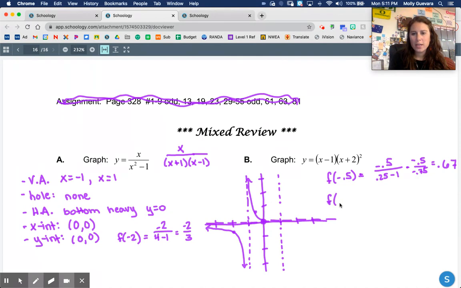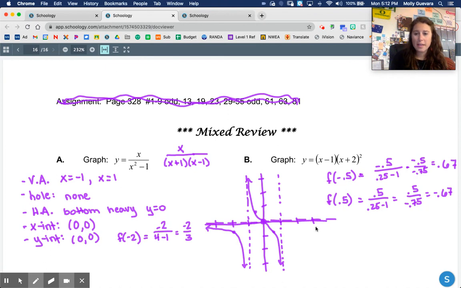Now I need to plug in positive 0.5 to know what's going on here. That gives me 0.5. 0.5 squared is 0.25 minus 1. And I get 0.5 over -0.75, which is going to get me -0.67. So that is down here. That kind of gives me a good idea of what's going on there in the middle.